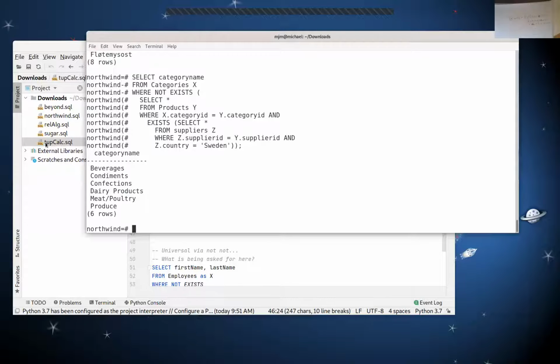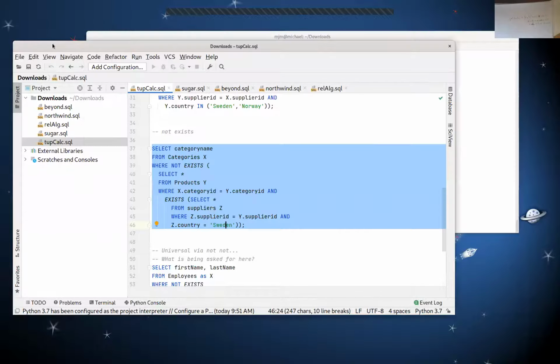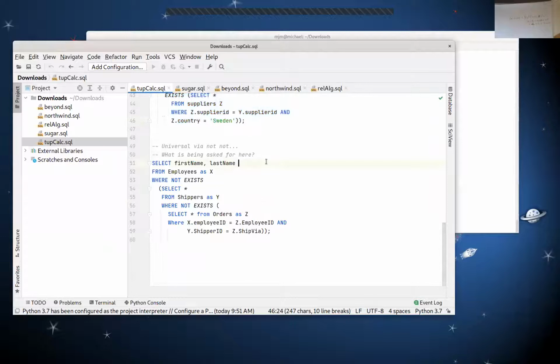Yeah, so it's the other ones here. All right, so finally, what is this thing here? So basically what we have is a double not exists here. All right, so what are we asking for here? Can anybody venture what this is asking for?